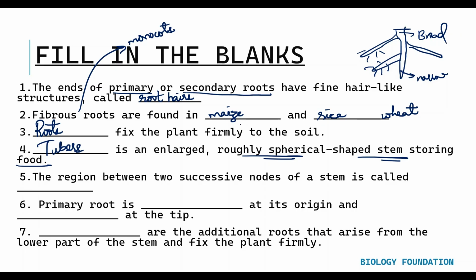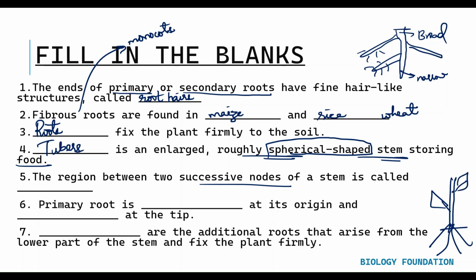You might say, ma'am, even in bulb and rhizome, the stem is modified to store food, but they are not spherical in shape. Here they're asking for spherically shaped stem that stores food. Okay. Region between two successive nodes of a stem. So basically, this is the stem, this is the root structure. We know the point where the leaves arise, they are called nodes. Distance between two nodes is called internode. The region between two successive nodes of a stem is called internode.